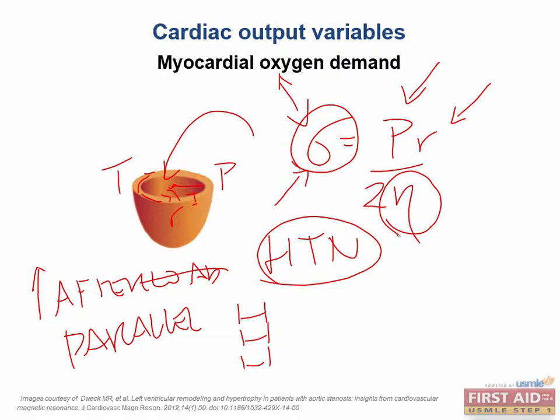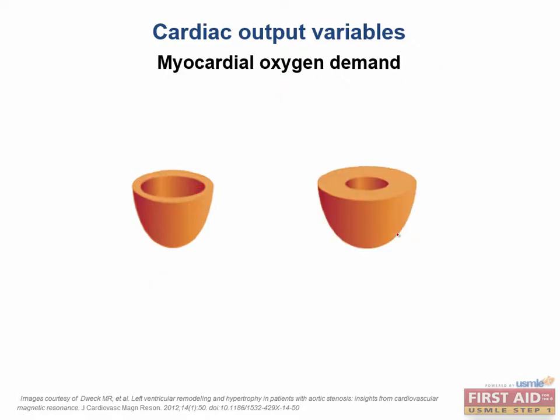We add sarcomeres towards the middle of the ventricular chamber. Now we call this concentric hypertrophy. We can see that here. Notice how we've added sarcomeres in parallel, and now we've added ventricular muscle to more easily distribute this stress. So the concentric hypertrophy has a problem though.